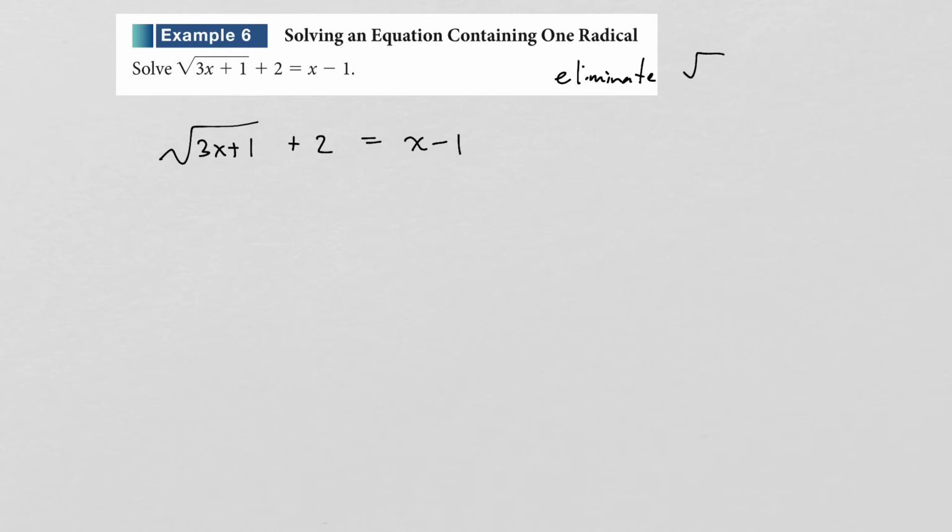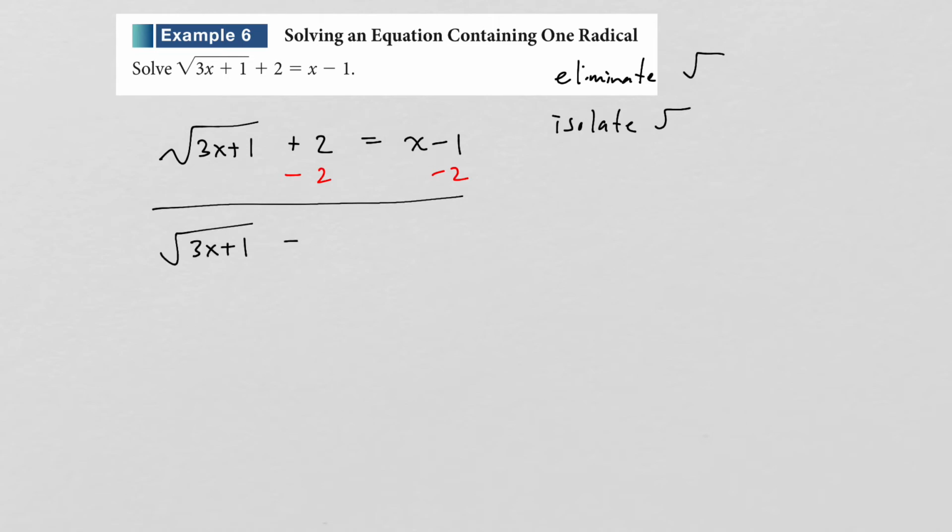Now to do that, first thing I want to do is isolate the radical. So what that means is I don't want to have this plus 2 added on to the radical. So I'm just going to subtract 2 from both sides. That's going to give us the square root of 3x plus 1 is equal to x minus 3.